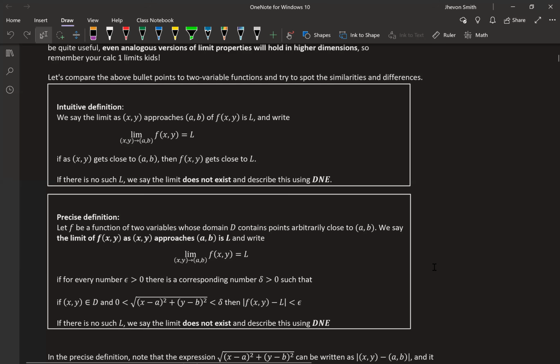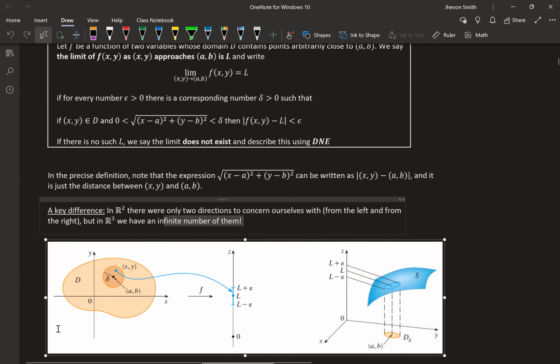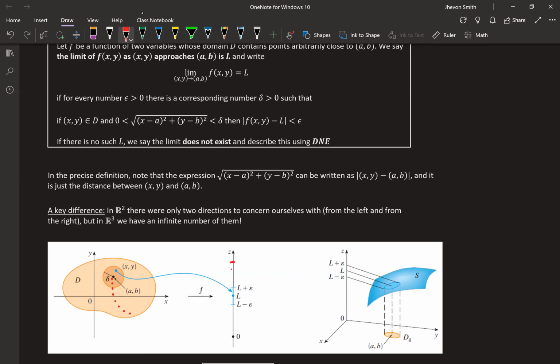So basically what this is saying is the following. Here's kind of the picture. So this is the domain. This is the picture on the xy plane. So the xy plane is down here. So this is the picture on the floor. And basically what we're saying is that if we're measuring xy and our point is getting close to this point AB, we're saying that the z values, or the output values, will correspondingly get close to this value L. How close? Well, precisely within a circle of radius delta, okay?